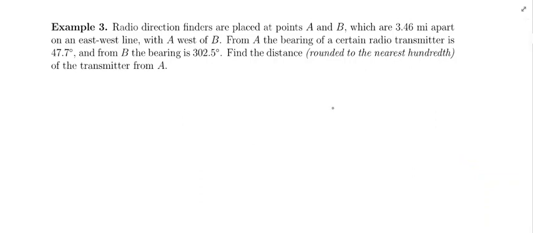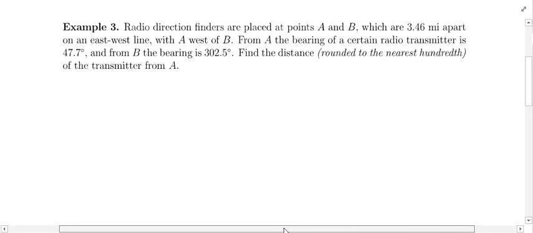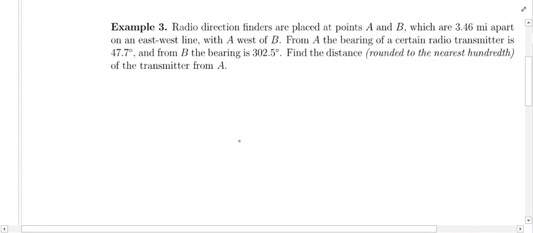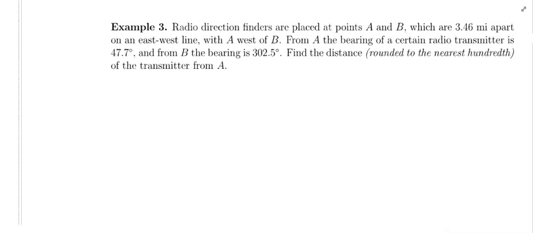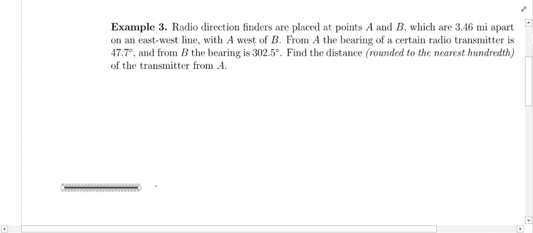I am going to begin by drawing this east-west line, with A and B on the east-west line. So here comes my east-west line. It's going to look something like this. And I'm going to go ahead and put the 2 points on here, A and B. We know that A is west of B, so A has to be to the left of B. So here's A, and then here's B. And then there's some kind of radio transmitter out there.